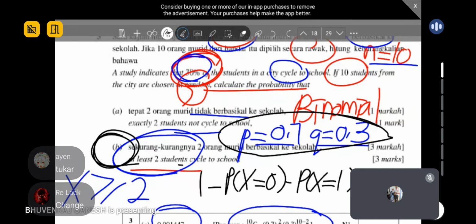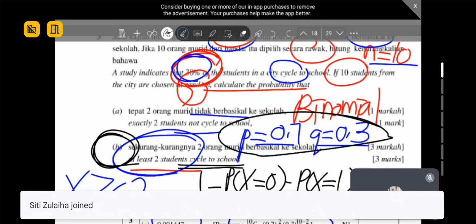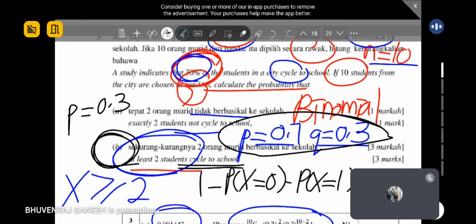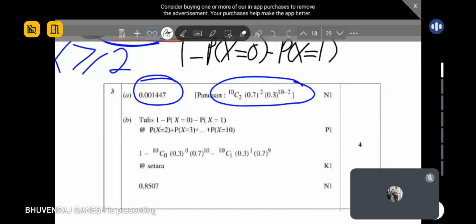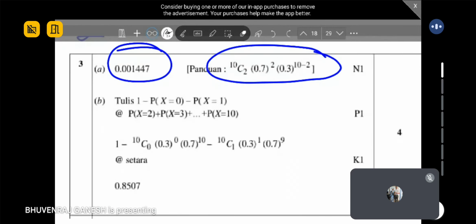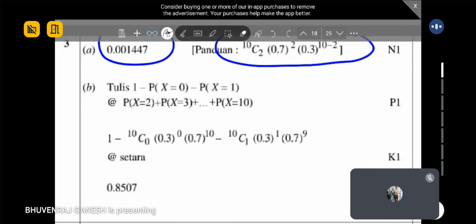Yes. Okay, because over here the question is positive. Okay, pernyataan ni adalah positif. They cycle to school, berbasikal. Okay, so that's why P is equal to 0.3, Q equal to 0.7 untuk soalan B. Okay, can get it? So guys, just sub all the information, gantikan semua, and then press calculator, get answer.